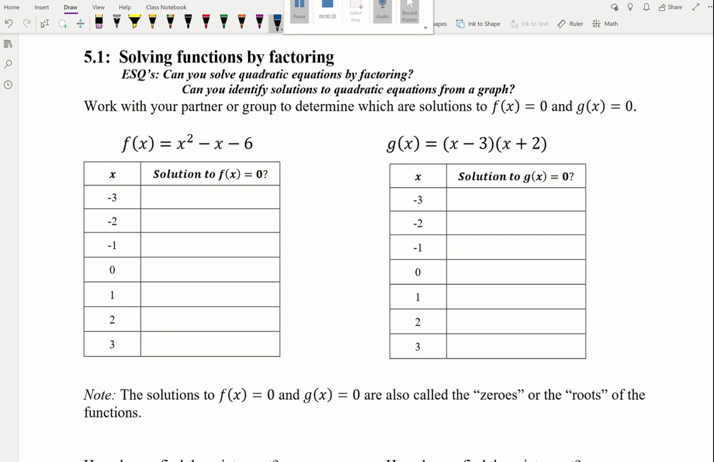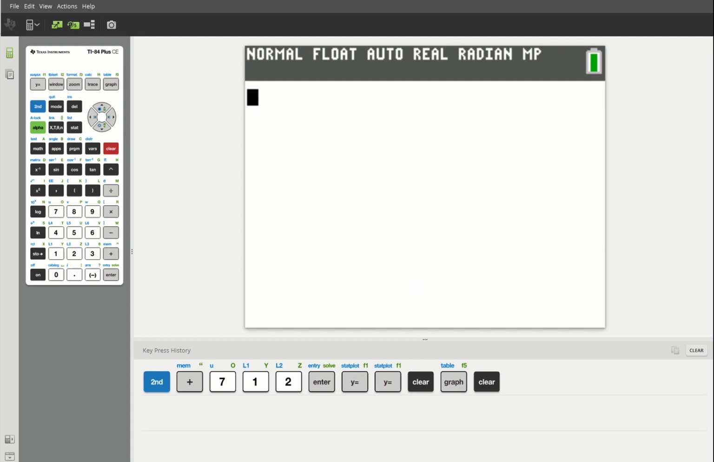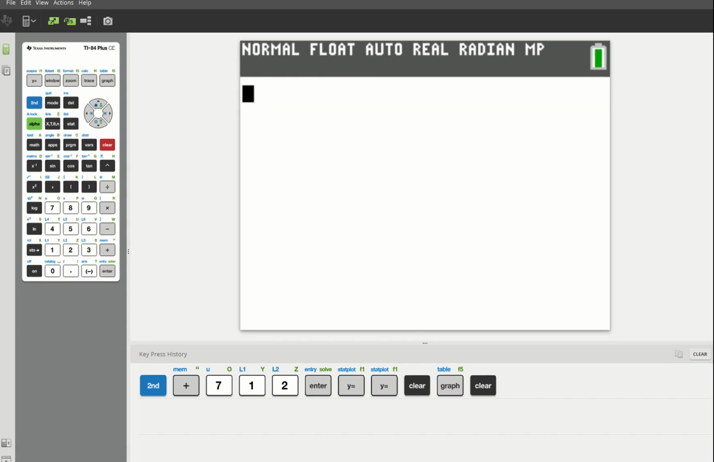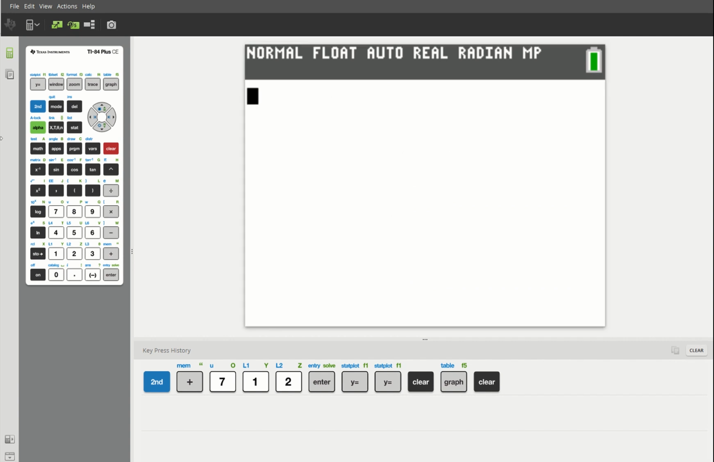So to get started, we have a couple tables in here where you would fill them out in your groups or with a partner in class. But I'm just going to go through and show you how we can do this. And you can do it either through plugging in the x values into the function, or if you do have a graphing calculator, it will do a lot of the work for you. So I'm going to show you guys how that would work on the graphing calculator, just to give you an idea of what is happening.